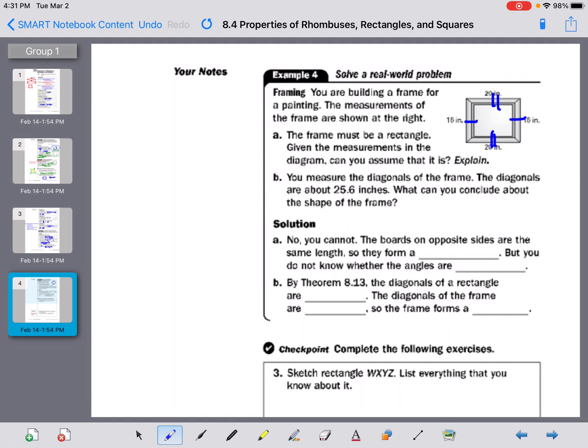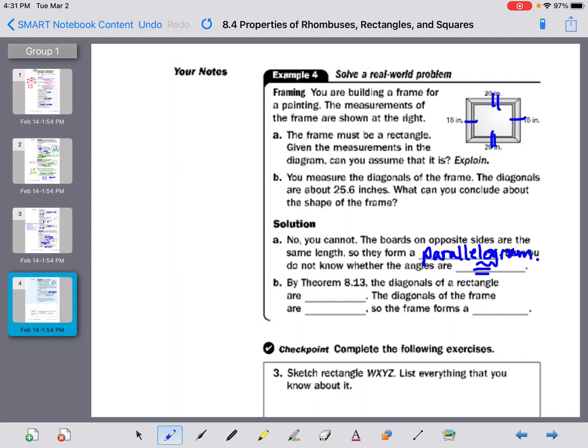No. The boards on the opposite sides are the same length, so they definitely form a parallelogram. I'm filling in for A here, okay? Because as soon as their opposite sides are congruent, I know it's a parallelogram. But I don't know if the angles are congruent. They didn't tell me enough. So I can't say for sure that's a rectangle.